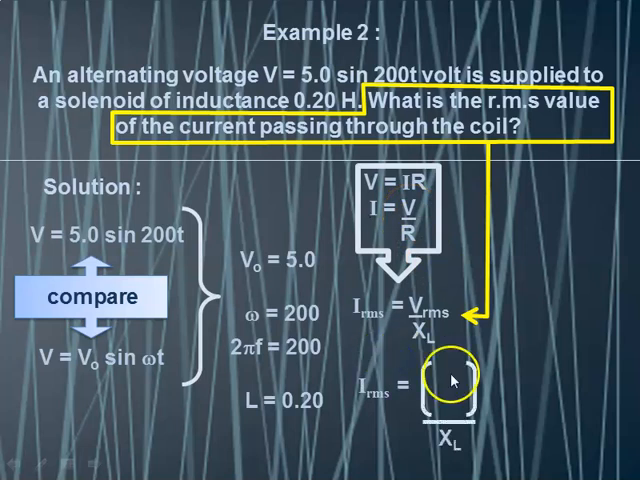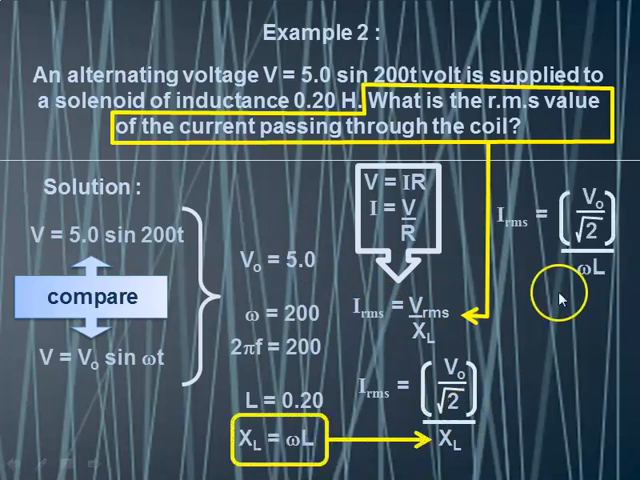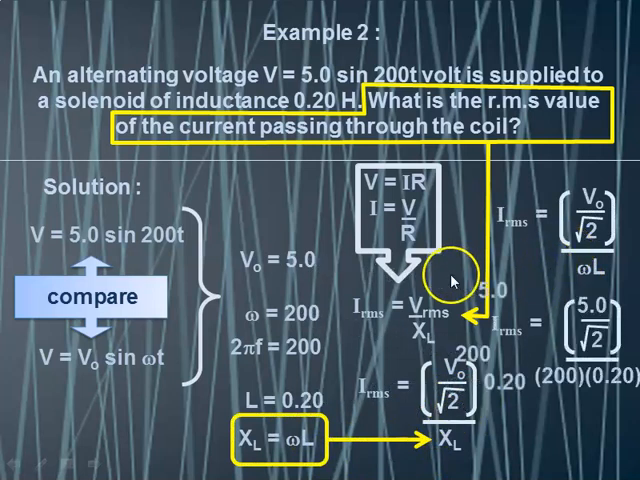So V RMS equals V naught per root 2. We use this equation because V naught or V peak is given in the question. And XL equals omega L. So we substitute all the values given into the equation. So the answer is 0.088 ampere.